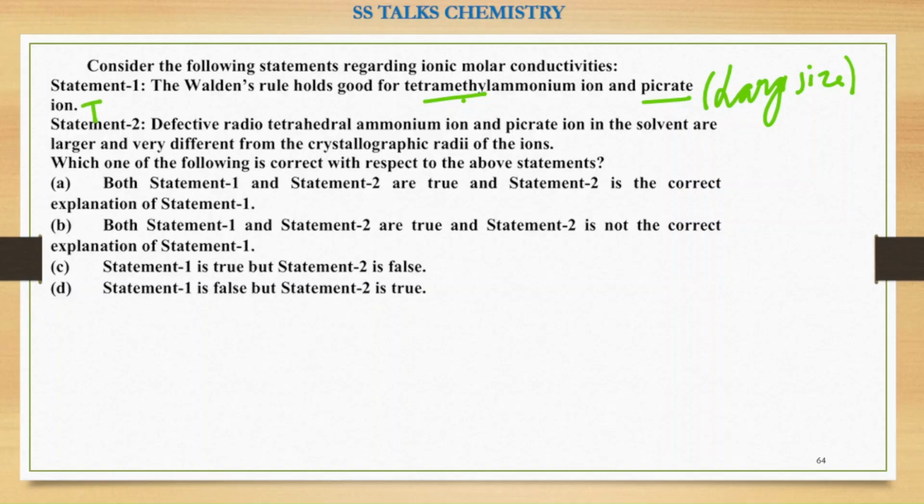Next statement says that the effective radii of the tetrahedral ammonium ion and the picrate ion in the solvents are larger and very different from the crystallographic radii of the ions. That means they are saying that the solvated ion sizes and the crystallographic sizes will be very different. But that's not the case. They will have similar sizes.